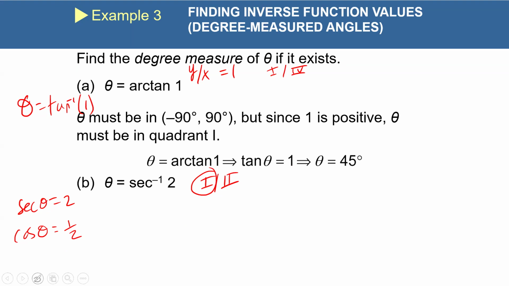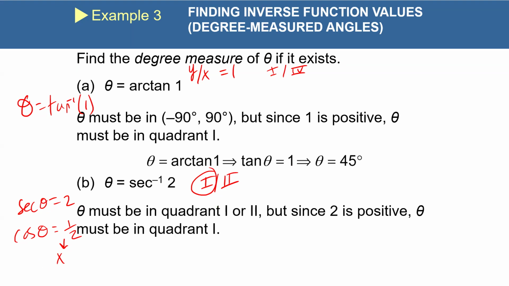So in quadrant 1, when does cosine theta equal 1/2? And in terms of coordinate points, cosine is my what? Your x. So I'm asking myself, in quadrant 1, when is x 1/2? 60 degrees. Okay, so you establish that it has to be in quadrant 1 or 2. And it has to be in quadrant 1 because it's positive. And when you look in quadrant 1, that takes you to 60.